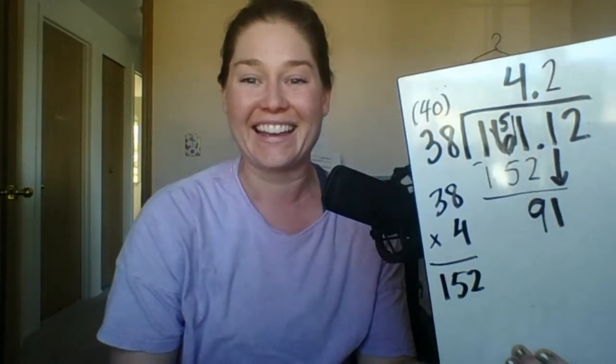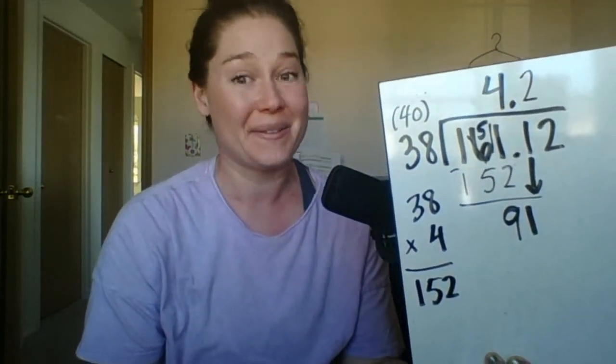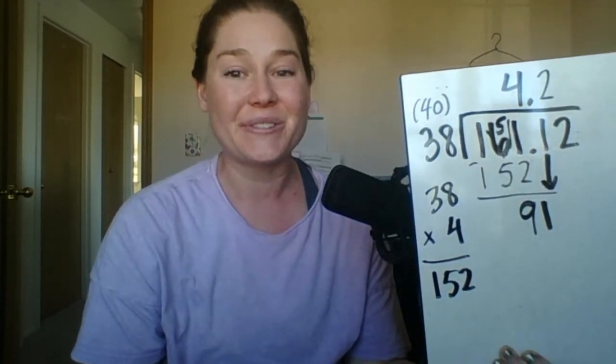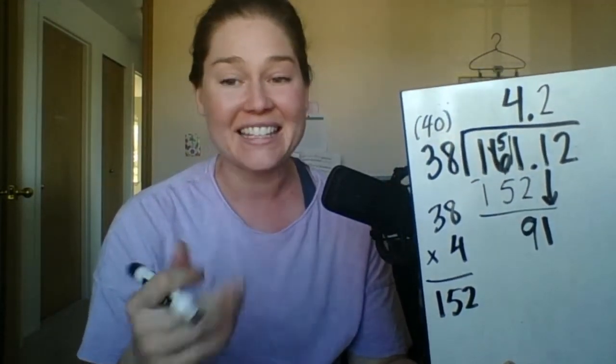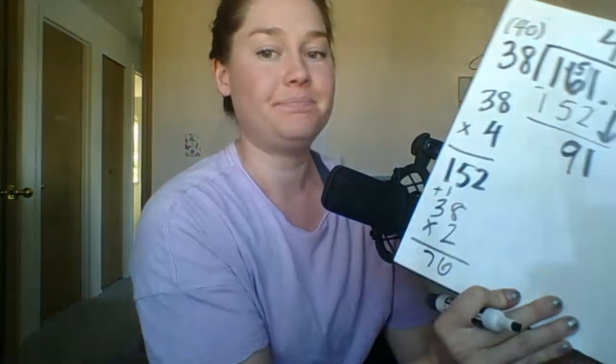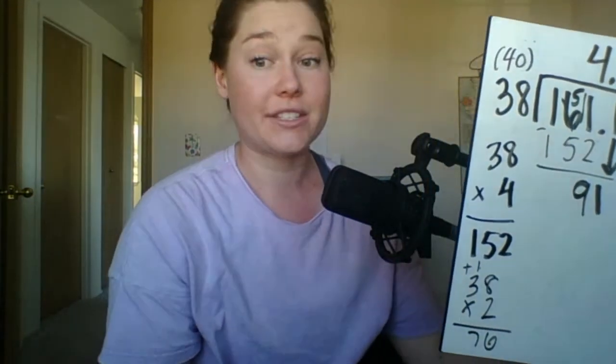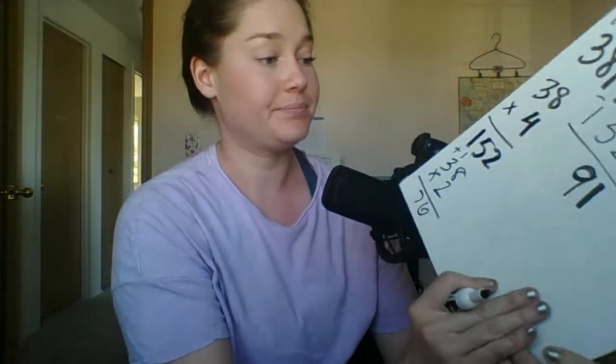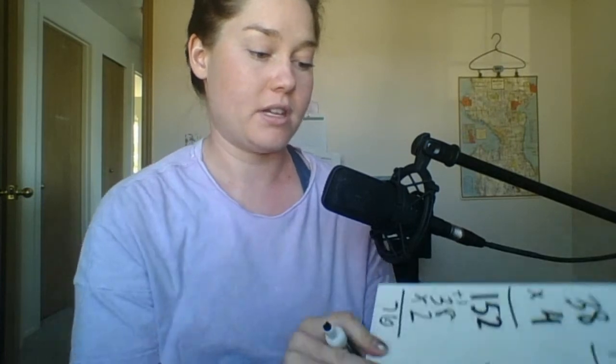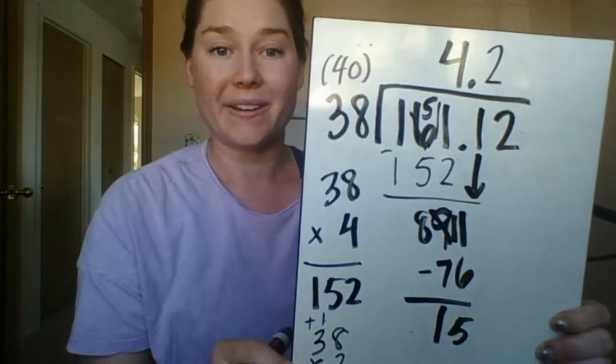Oh my gosh. Okay, so 91 divided by 40 was 2. Now we're going to use 38 for the exact, so 38 times 2. And I got 76. All right, so now we're going to do 91 minus 76. And I am left with 15. Oh gosh, there we go.